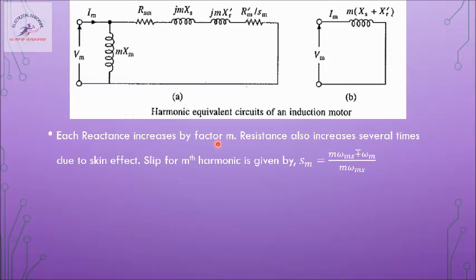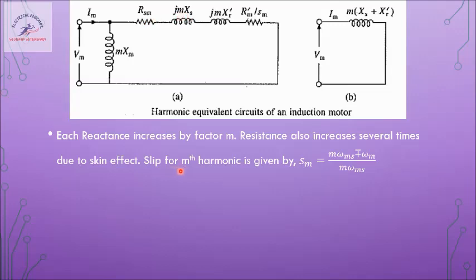For reactance, we can say that it is directly dependent on frequency, so reactance increases by a factor M. But here resistance increases several times, so these resistances are denoted by a separate term R with suffix M. This is a suffix, not a multiplier. In the case of resistance, it is just a suffix, whereas in the case of reactance, it is a multiplier.